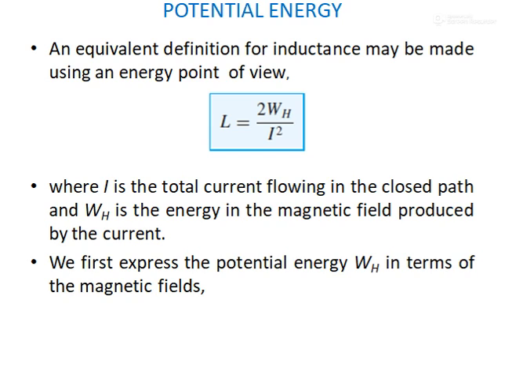Now today we will discuss potential energy, that is, an equivalent definition for inductance may be made from an energy point of view, in terms of potential energy. That is, L is equal to 2 W_H by I squared, where I is the total current flowing in the closed path and W_H is the energy in the magnetic field produced by the current.